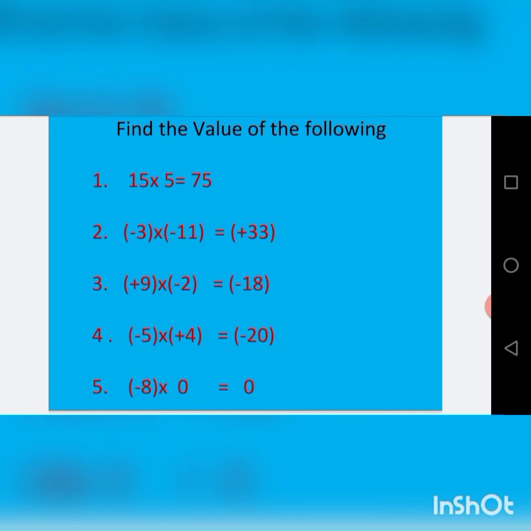Fifth question, what happens if we multiply 0 with any number? If we multiply 0 with any number, we will get 0 as the answer. No sign for the 0. No need to put the sign before the number 0.